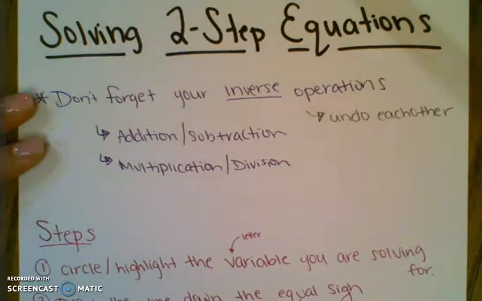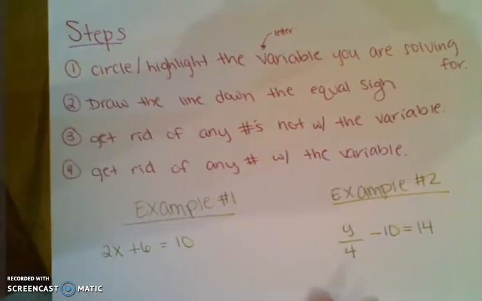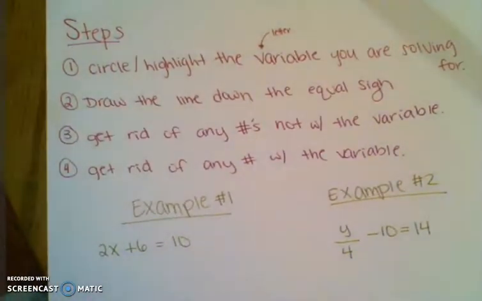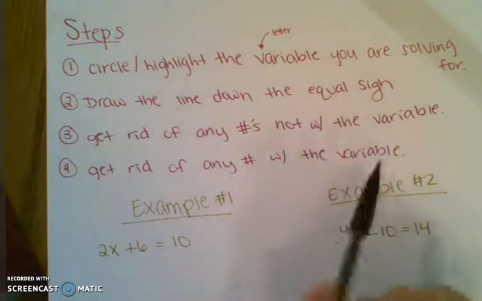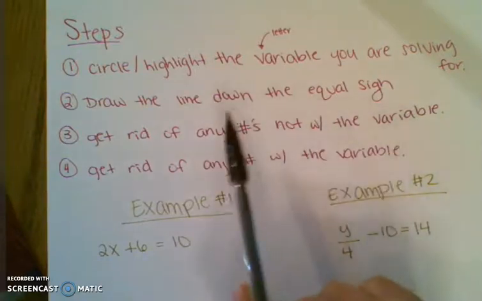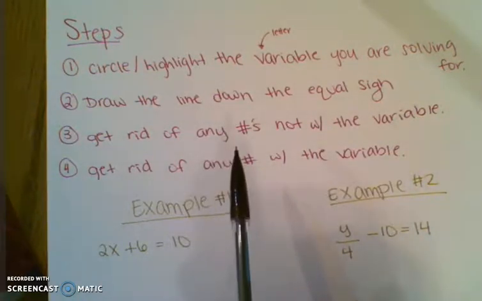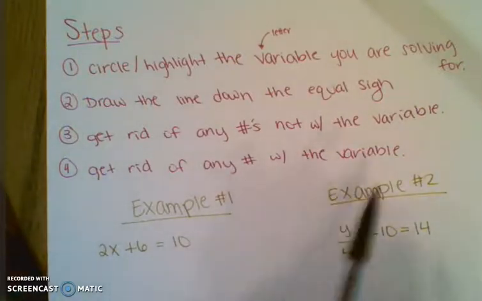Okay, and then I have some steps. So let me move my paper. Your steps are to circle or highlight the variable. Remember, the variable is just the letter, whatever letter it is you're solving for. Draw a line down your equal sign, get rid of any number not with the variable, and then get rid of any number that's with the variable.